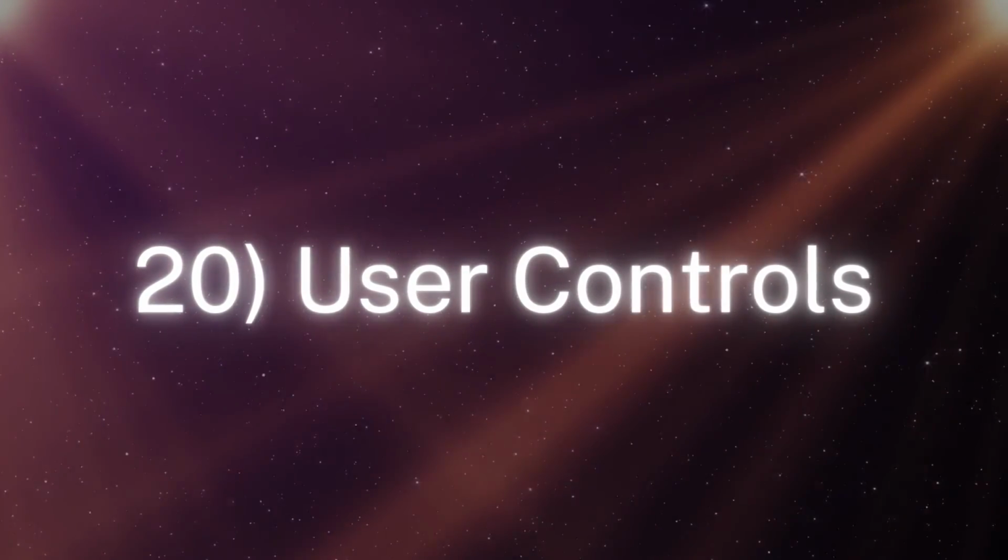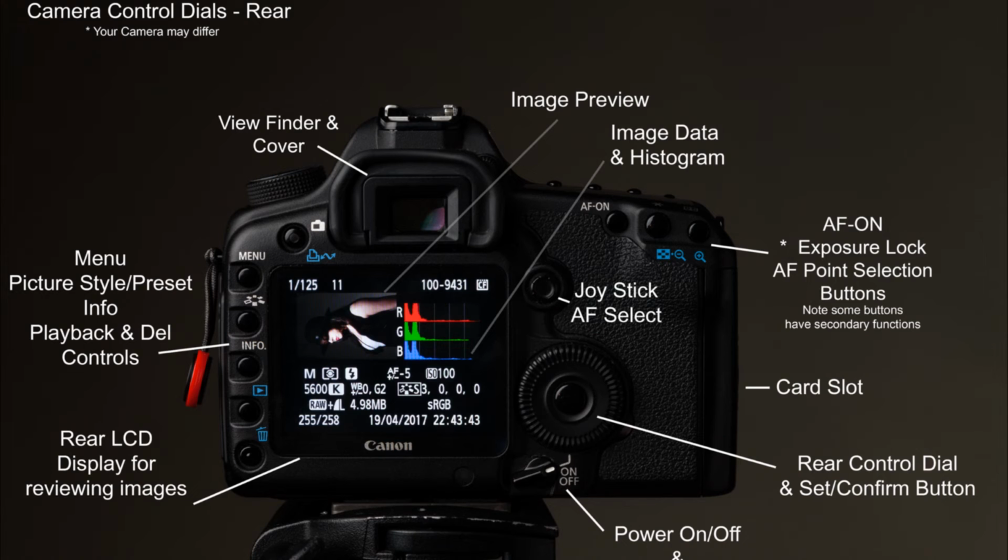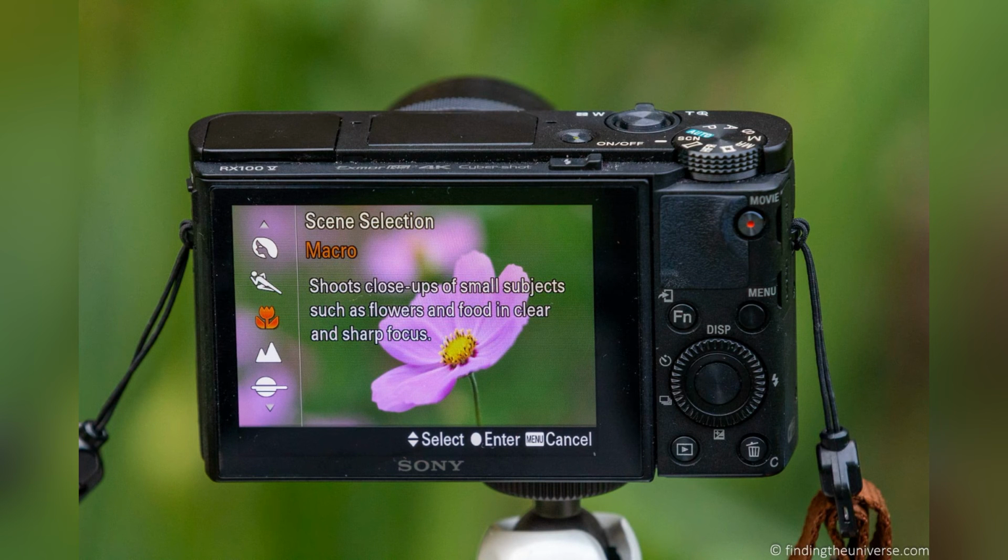Number 20. User controls. The user controls are all of the buttons found on your camera. With options to change menu settings, camera settings, or shooting modes, these buttons control how your camera operates. Although every model of the camera will have slightly different user controls, they are often in similar locations.